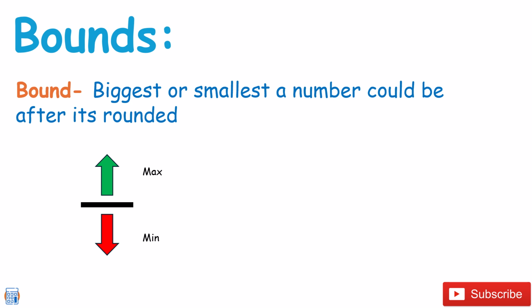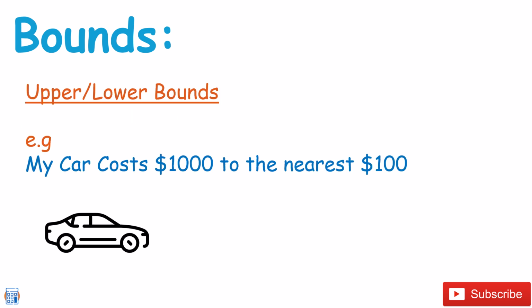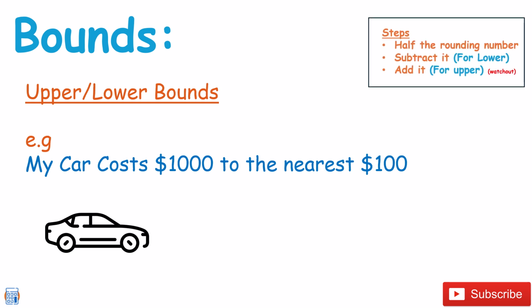Now finishing off with bounds. What is a bound? It's the biggest or smallest number that could be there after it's rounded. Now to make that make sense, let's put it in a question. So if my car costs £1,000 and I want the upper and lower bound to the nearest 100, we use these steps here: half the rounding number, subtract it and add it. There is a little watch out for the add it, and I'll show you that now.